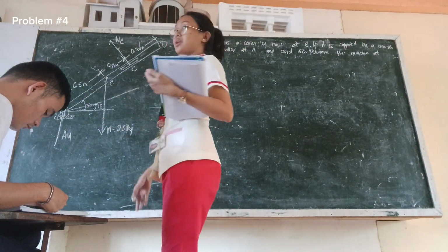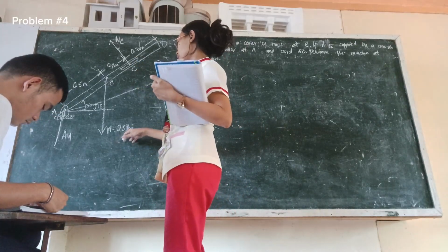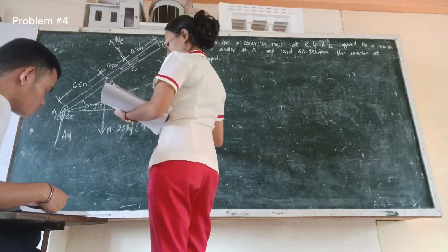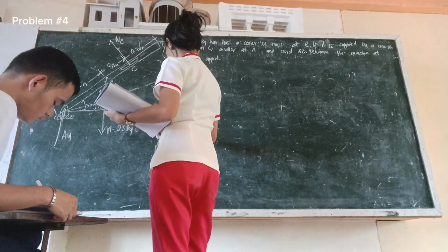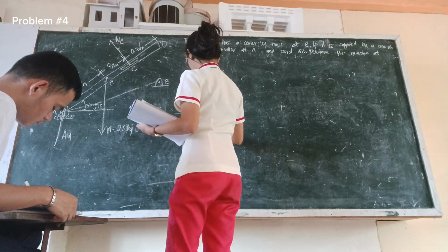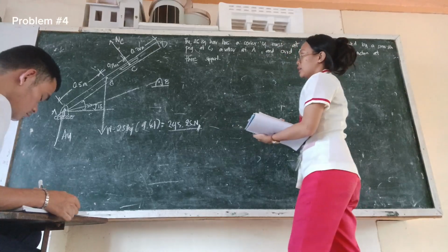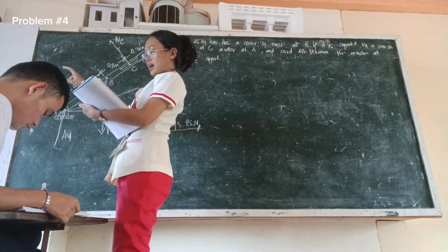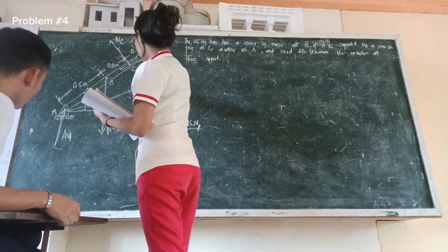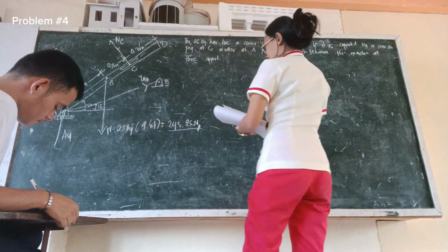First we need to calculate the weight, which is 25 kilograms times 9.81, equal to 245.25 Newton. So this cord AB now has tension TAB. So I can solve for the first.